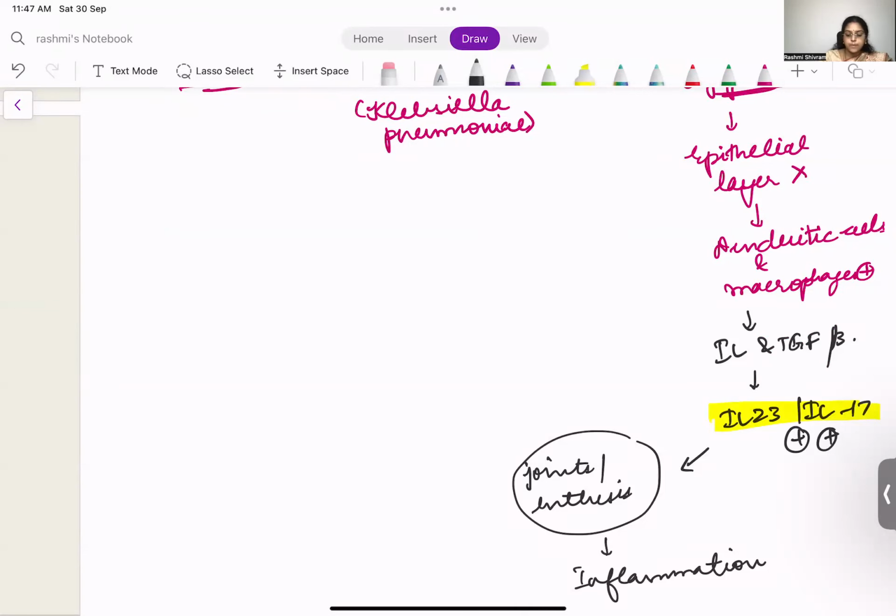Again, this Klebsiella pneumoniae infection will also increase interleukin 23 and interleukin 17. Because of that, T cell activation will be there, which will cause autoimmunity. This is very, very important.